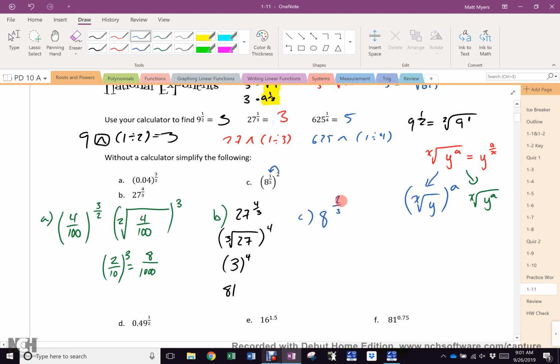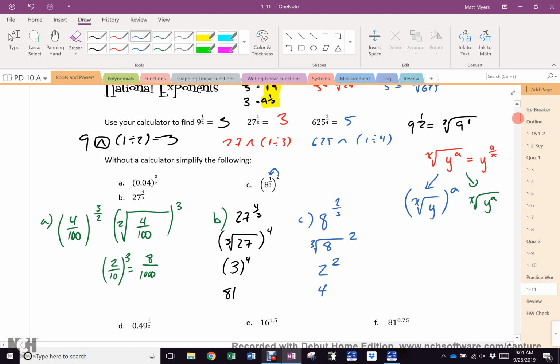Now, does this look like this? So can we apply our knowledge? What do I do with the 3? Index. What do I do with the base? Radicand. What do I do with the numerator? Power. What is the cube root of 8? 2 squared. 4. Dun, dun, dun.